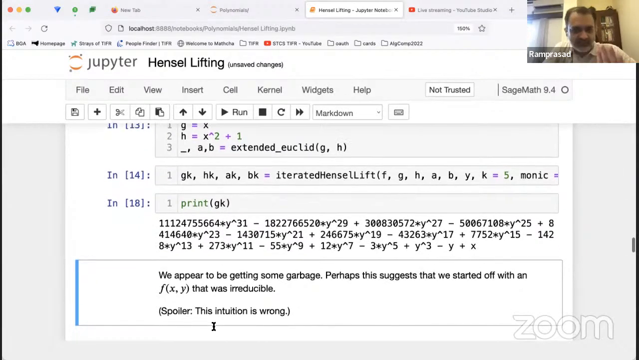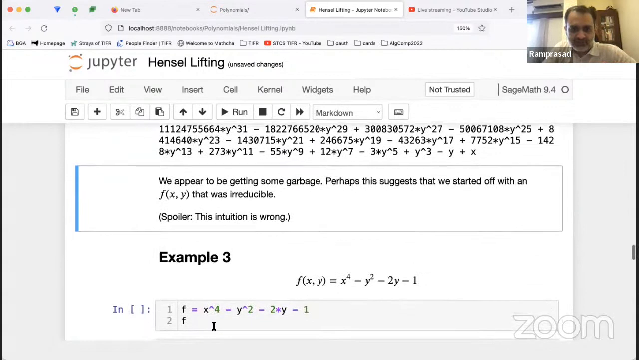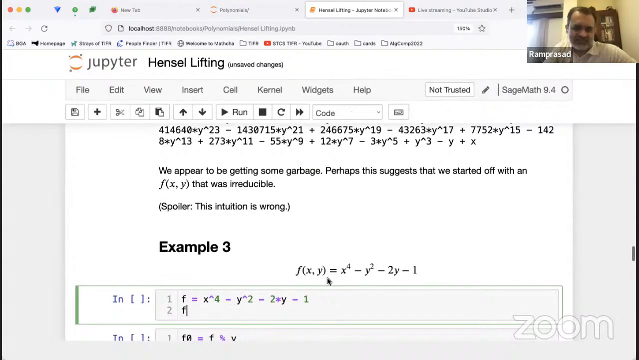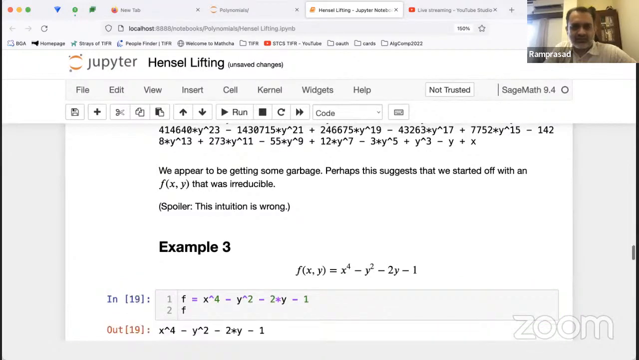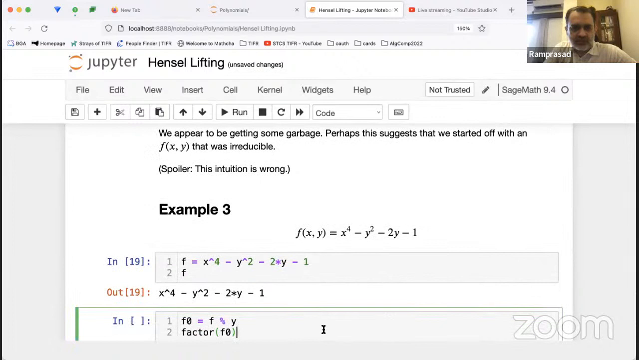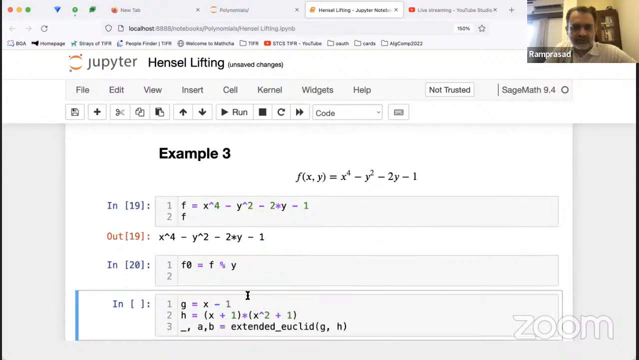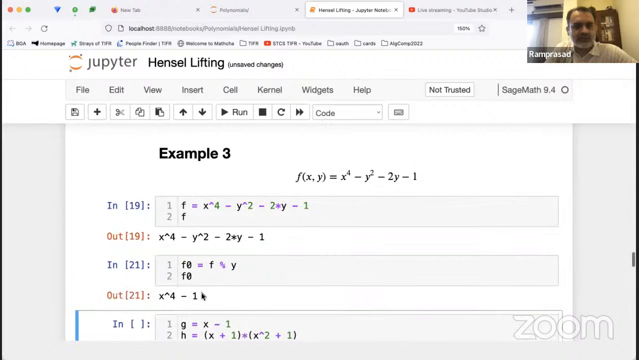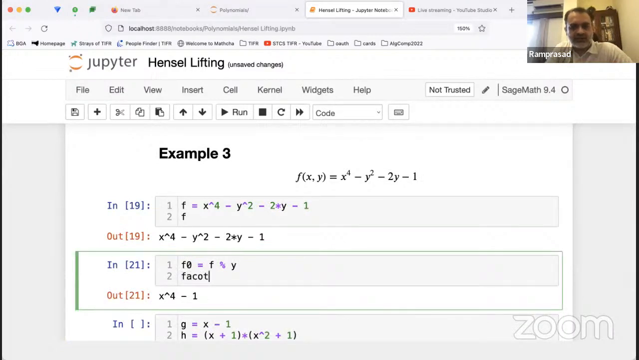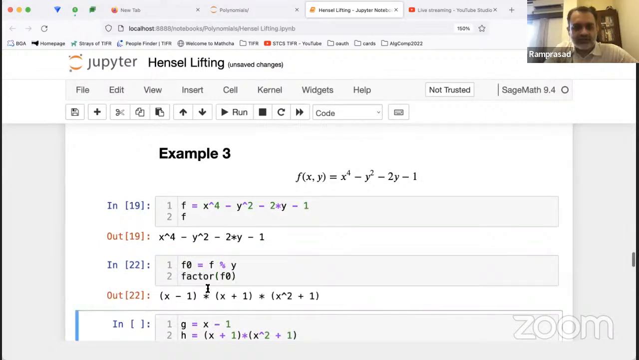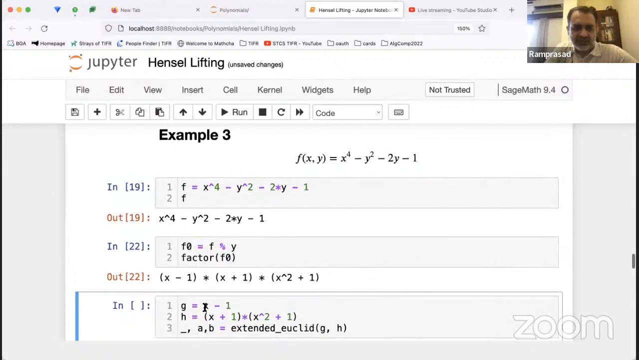And I'm going to give you one example as to why this intuition is wrong. So let's take the third example, which is the polynomial x to the power 4 minus y squared minus 2y plus 1. Now let's look at f mod y. What is f mod y going to be? It is x to the power 4 plus 1. So if I factor f naught, I get x minus 1 times x plus 1 times x squared plus 1. So let's take g to be equal to x minus 1, and let's take h to be the other stuff.